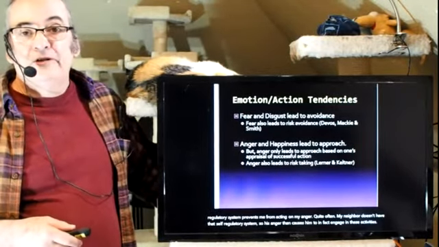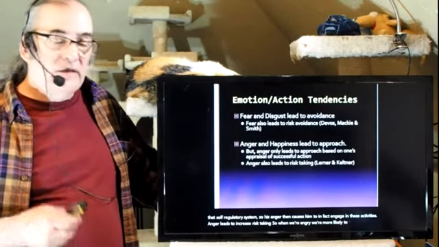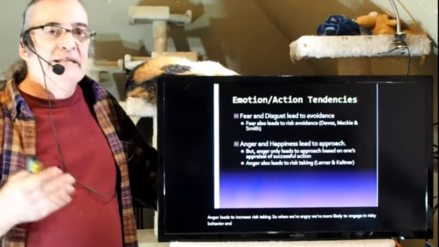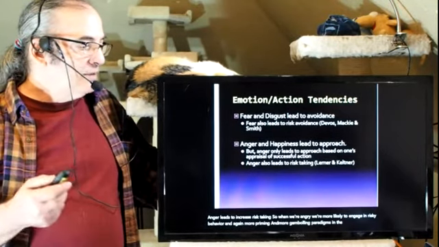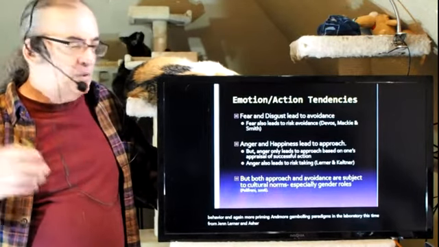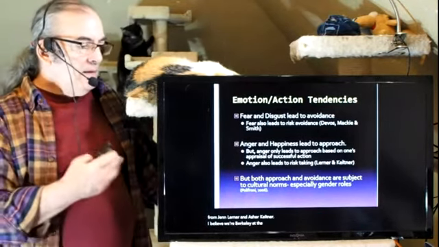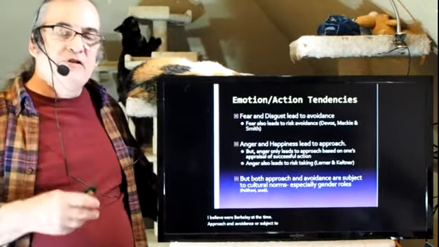Anger leads to increased risk-taking. So when we're angry, we're more likely to engage in risky behavior. And again, more priming and more gambling paradigms in the laboratory, this time from Jen Lerner and Dacher Keltner. I believe they were at Berkeley at the time. Yeah, but both approach and avoidance are subject to cultural norms, especially gender roles.